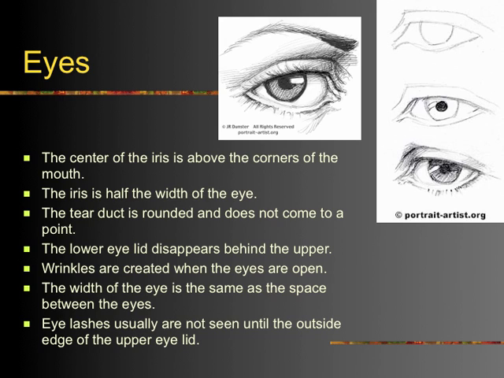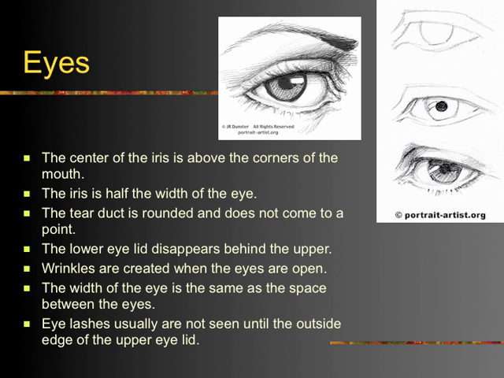Here are some thoughts about eyes. Remember that the center of the iris is above the corners of the mouth. The iris is half the width of the eye, and the eye is the unit of measure when drawing a portrait. So you can measure the width of the eyes, and it should be about 5 eyes across if you measure across your face where the eyes are.